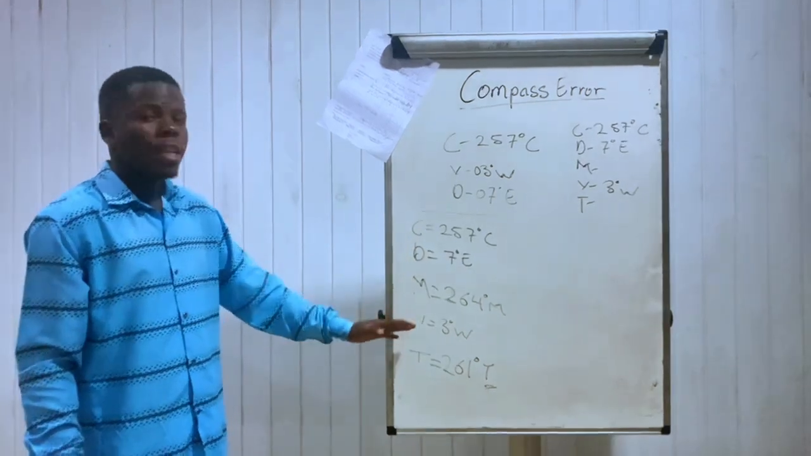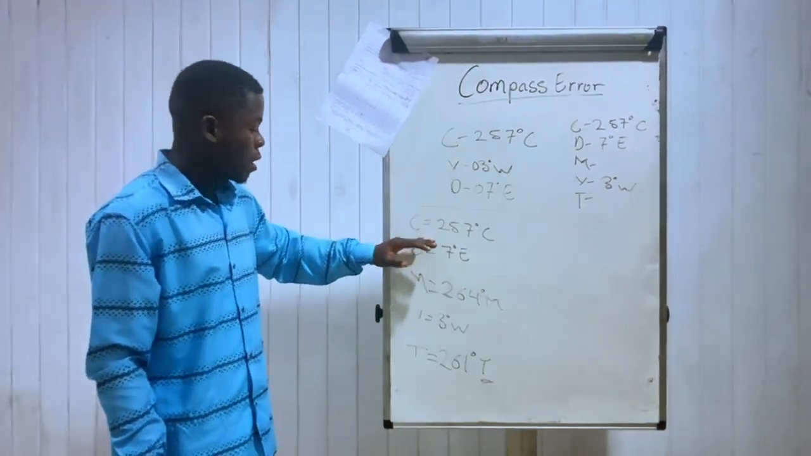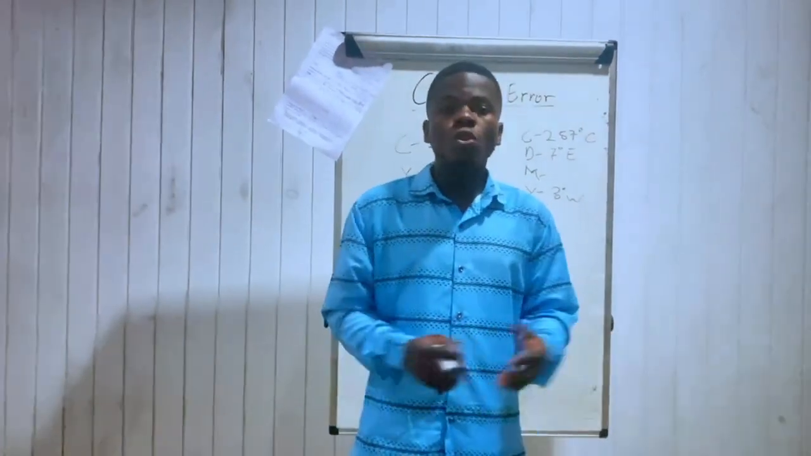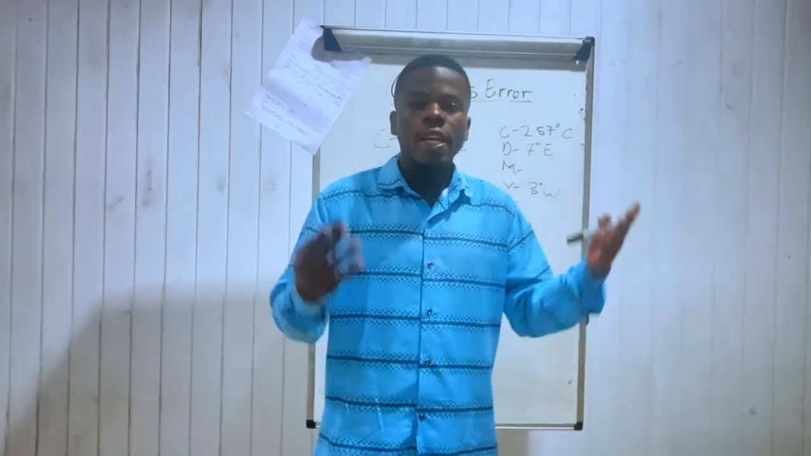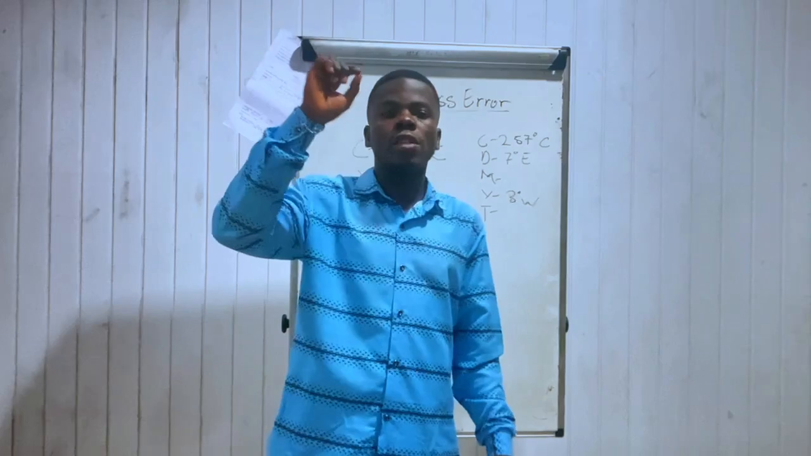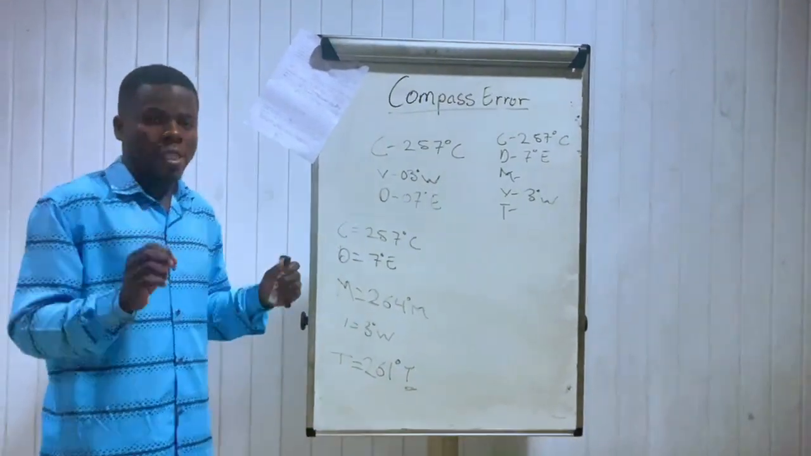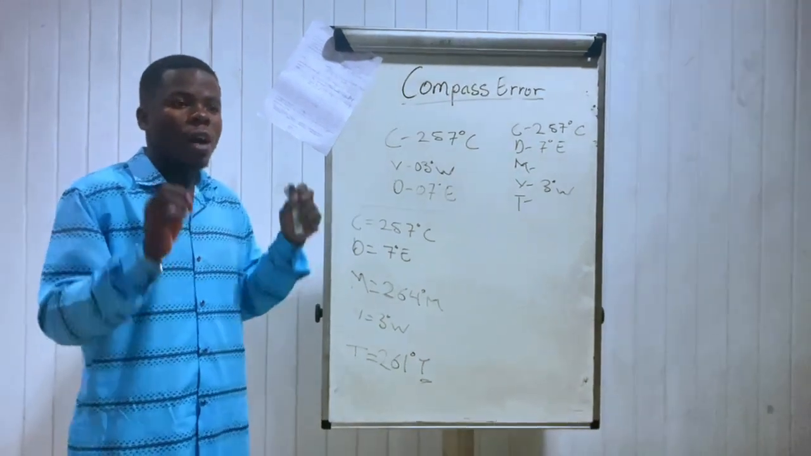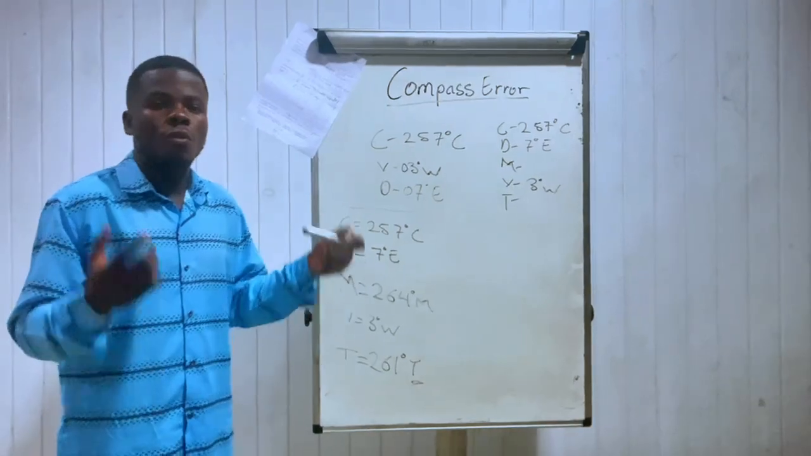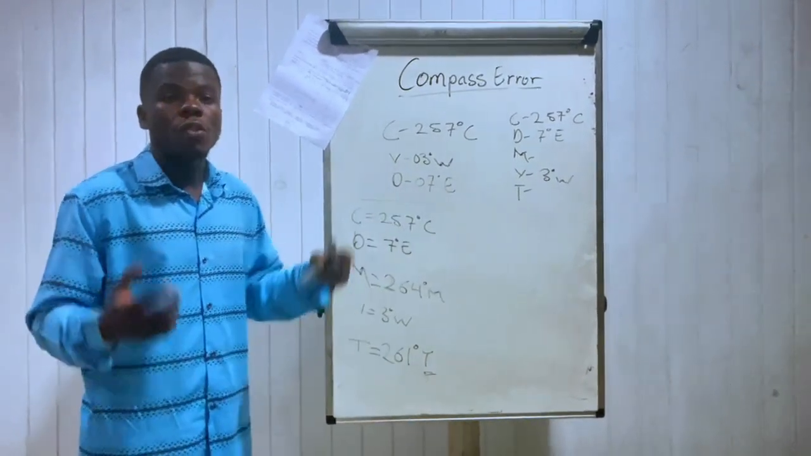So basically, this is how it goes. When you are moving from compass to true, always you have to apply the rules. When we are moving from compass, we have our west to be minus, our east to be plus. Now, let me pick another example for us to solve.